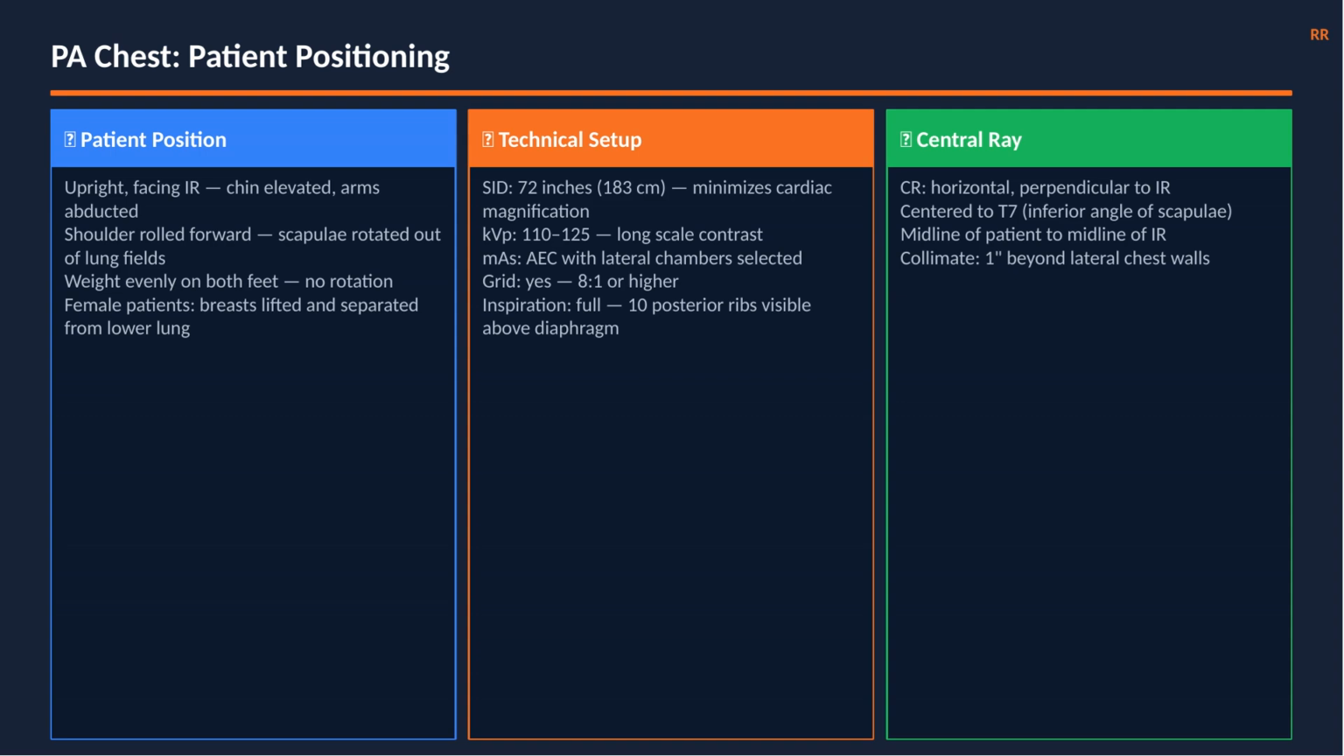AEC, lateral chambers selected. Grid, yes, 8 to 1 or higher. Central ray, horizontal, perpendicular to the IR, centered to T7, which is at the level of the inferior angle of the scapulae. Midline of the patient to the midline of the IR. Collimate just beyond the lateral chest walls. All four sides visible on the image.